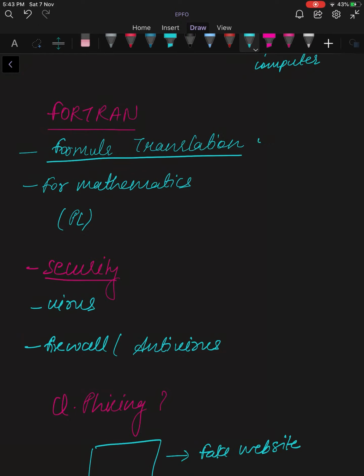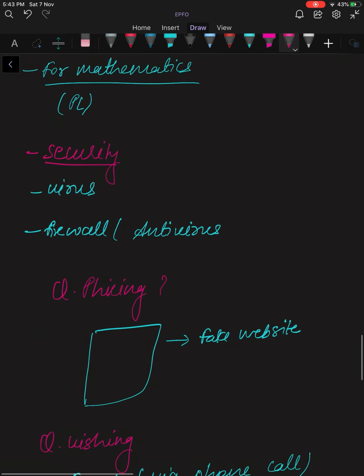What is Fortran? Fortran is Formula Translation, a programming language for mathematics. The question may be asked, what is Fortran? So it's Formula Translation and it's a programming language for mathematics.